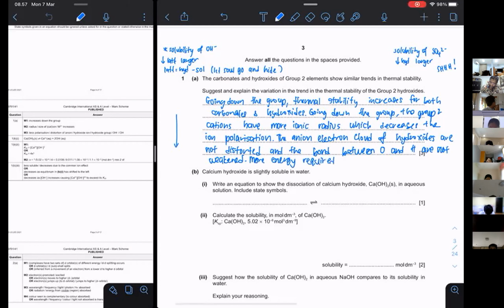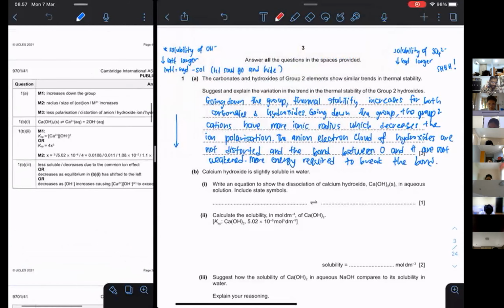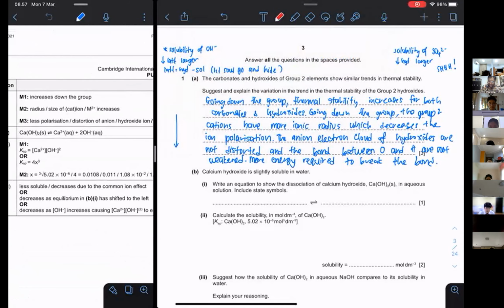Now let me check the marking key to see whether we missed anything. They say thermal stability increases down the group, so that is your 1 mark. Then the ionic radius or size of M2 plus increases. I just mentioned that the ionic radius is larger, so that is already part of the answer. More ionic radius of the group 2 cations is 1 mark.